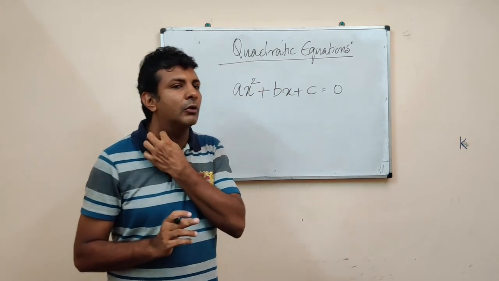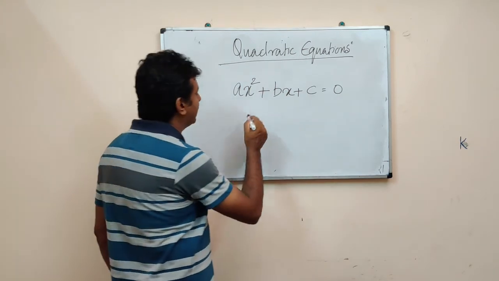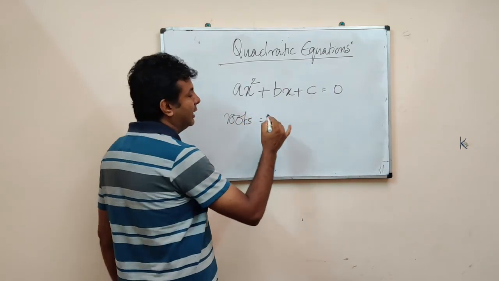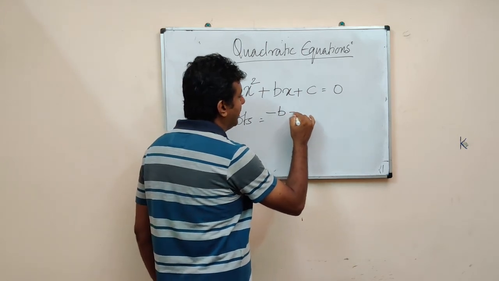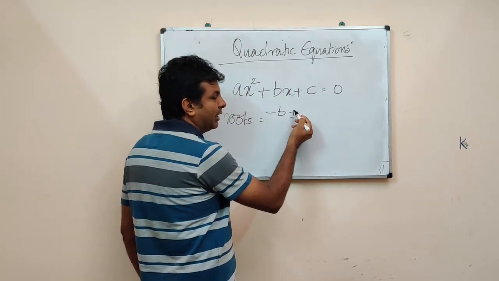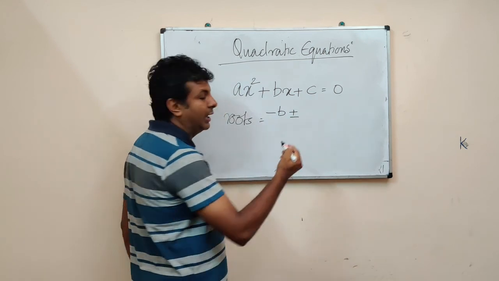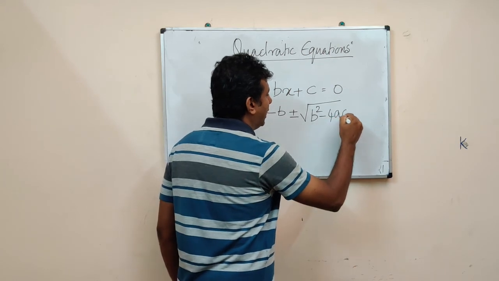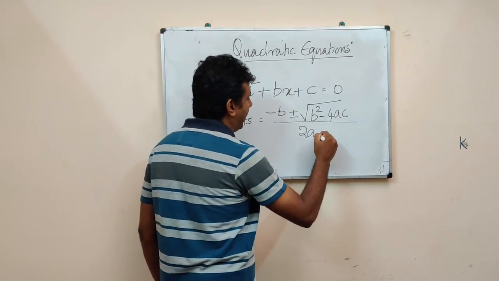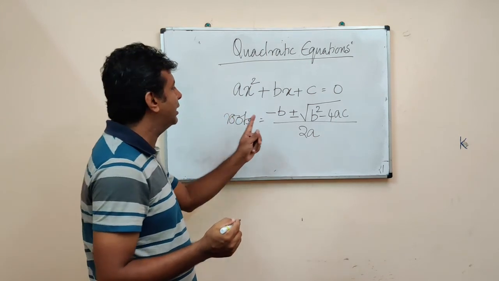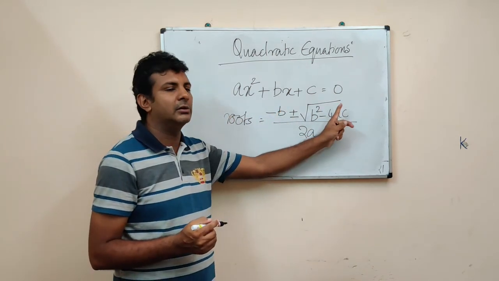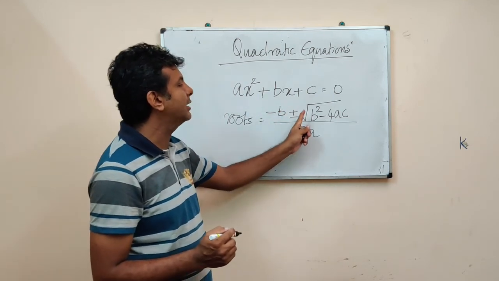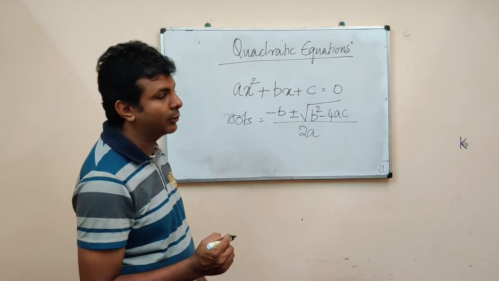Now, how do we find the roots of a quadratic equation? The roots are found by this relation: minus b plus or minus square root of b square minus 4ac, divided by 2a. Plus will give one value, minus will give you another. The two values are: minus b plus square root of b square minus 4ac by 2a, and the second value is minus b minus square root of b square minus 4ac by 2a.